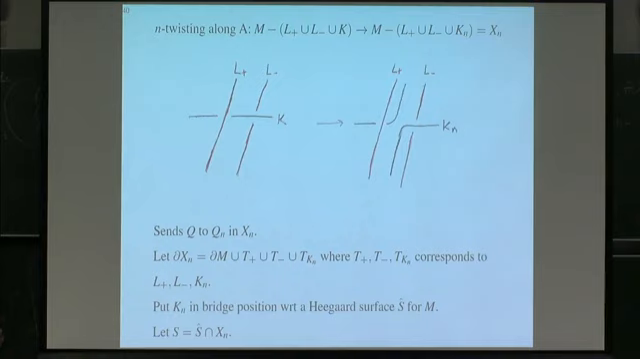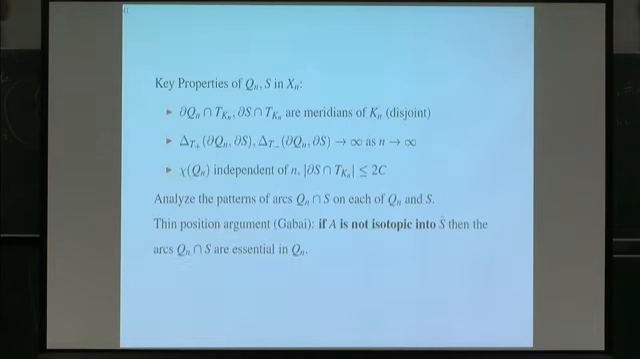So now I want to calculate the bridge number. I want to look at the bridge number of K sub n. So let S hat be a Heegaard surface, and then let S be the restriction of that Heegaard surface to the exterior of this link. So I have a punctured Heegaard surface now, in the complement of L plus, L minus, and K. This is just a brief argument, I'm just trying to give you the idea, but the key properties are the following.